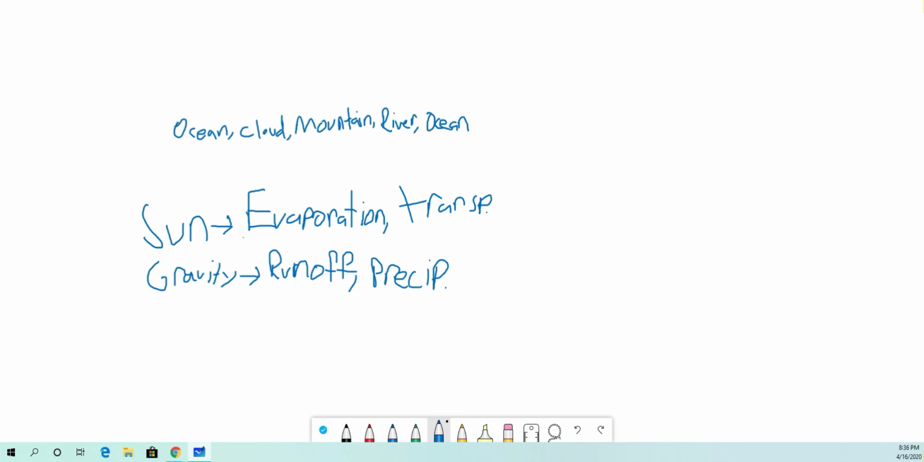Then, when it's in the air and we're in the atmosphere and we get condensation and we form clouds, that water falls back down to Earth when it gets too heavy. That's because of gravity. Precipitation occurs because of gravity. Without gravity, water wouldn't come back down to Earth, so we wouldn't have rain, and we would stop the cycle.